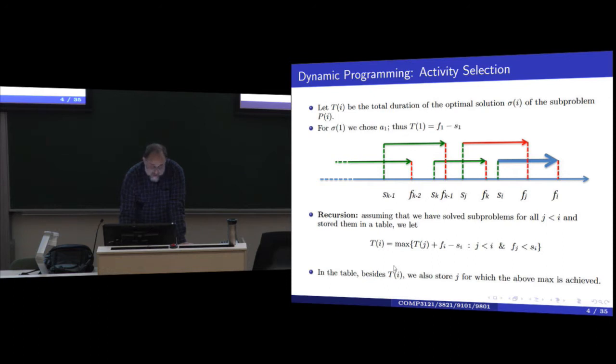So, and of course, in the table, besides the total duration of the optimal activities, we also store which j was extended, what solution for what j was extended. For example, if it was k minus 1, then k minus 1 will be stored together with T_{k-1}.